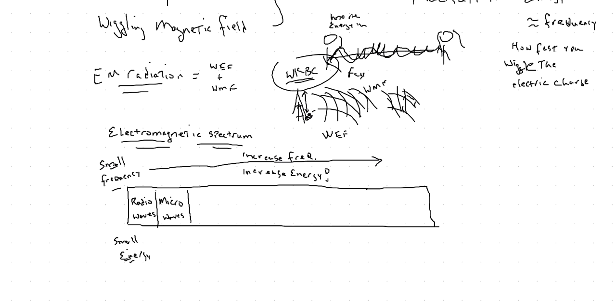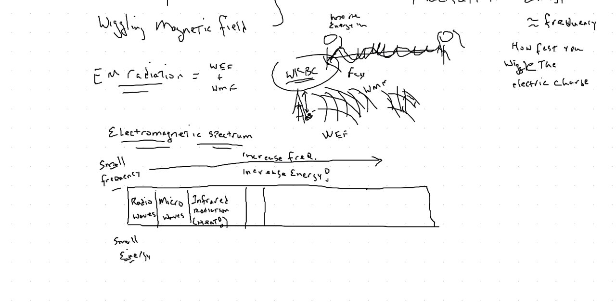And if WKBC wiggled their charges even faster, they would get something called infrared radiation. And that's also called heat. So another name for infrared radiation is heat. When you feel heat, it's really infrared radiation. Now I'm going to leave a little gap here. We'll come back to that.